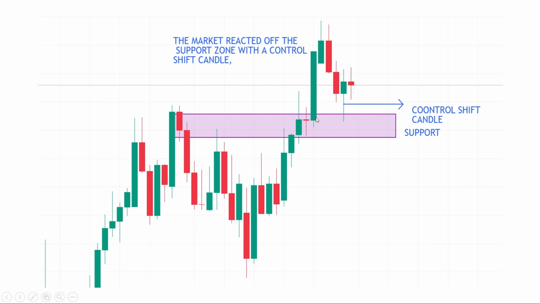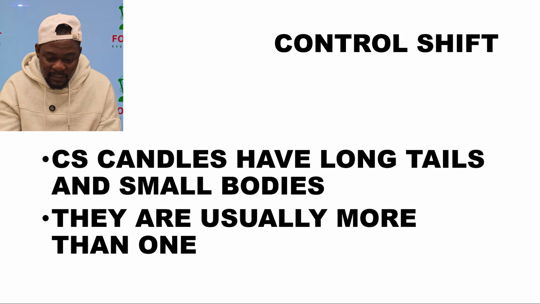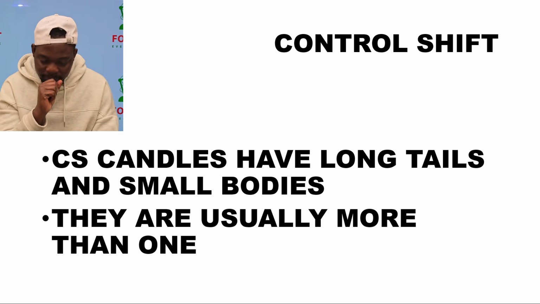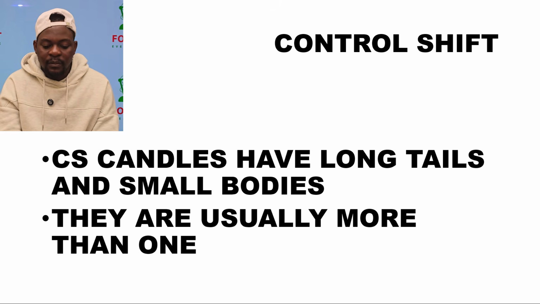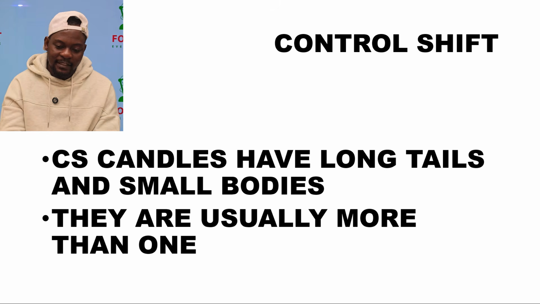This is a control shift candle, and you can see that with the following candle as well, it has a very small body and a very big wick. It shows you that the market, in this case, is showing that the market wants to go up. I hope that one is clear. So control shift candles, which I abbreviated as CS, have long tails and small bodies, and they are usually more than one, to show you confirmation.